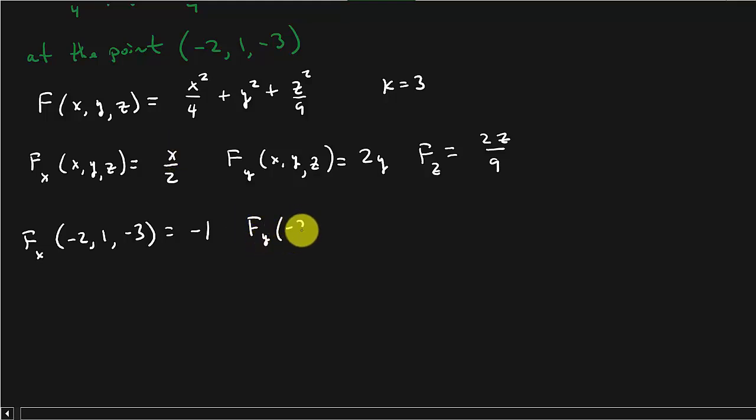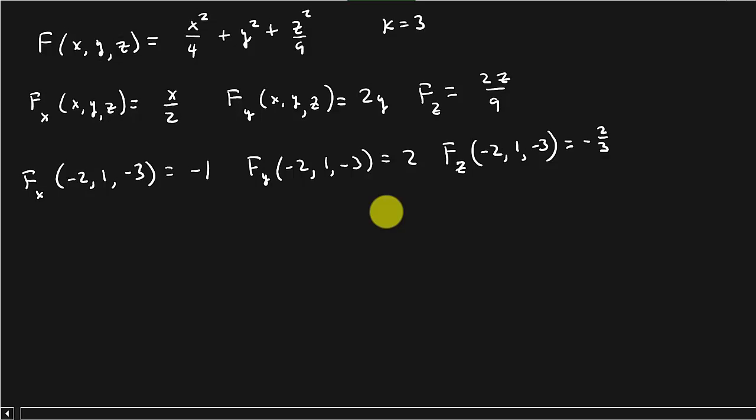And then fy of -2, 1, -3. That's going to be, plug the 1 in for y. Say y is 1. And then the partial with respect to z at negative 2, 1, negative 3. Now we're plugging in what? A negative 3. So that's going to give us what? Negative 2/3, because 3 and 9 will cancel.